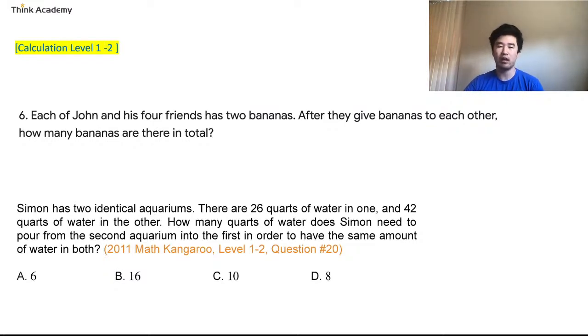Here we have problem 6. And again, for this problem, a lot of people did it wrong. We have less than 80% correct rate on this problem. All right, let's read the problem one more time. So here we have each of John and his 4 friends. How many friends do we have? We have 4, guys. Circle out the key information. We have 4 friends. And each of John and his 4 friends has 2 bananas. And the problem asks, after they give bananas to each other, how many bananas are there in total? So again, I give you guys about 30 seconds and try to solve this problem by yourself one more time. All right?